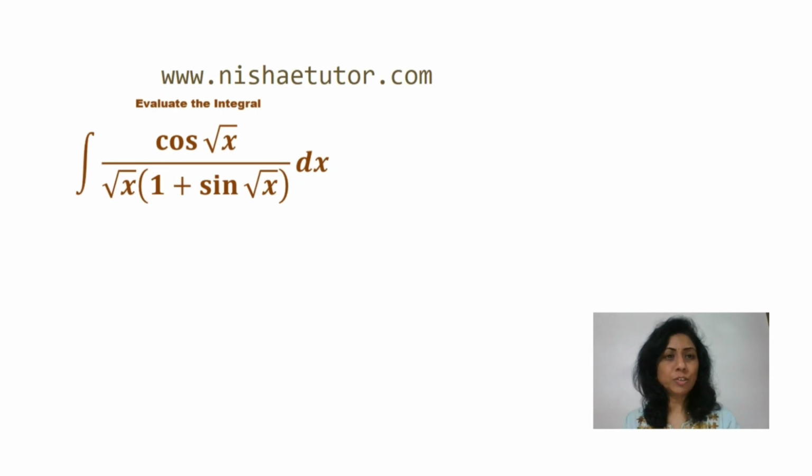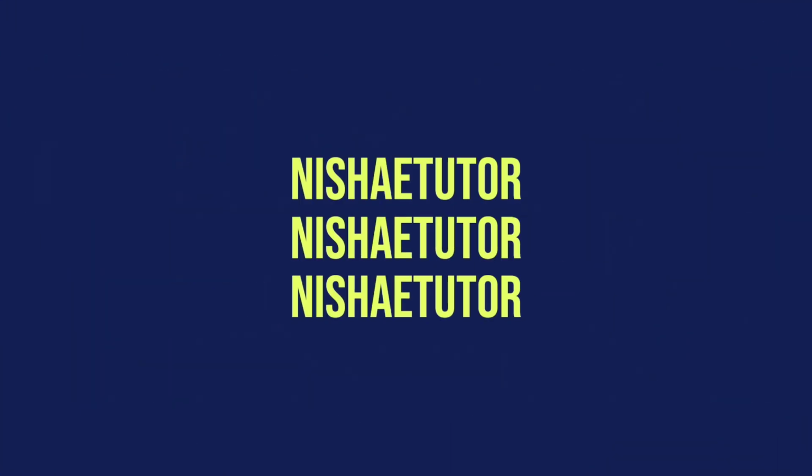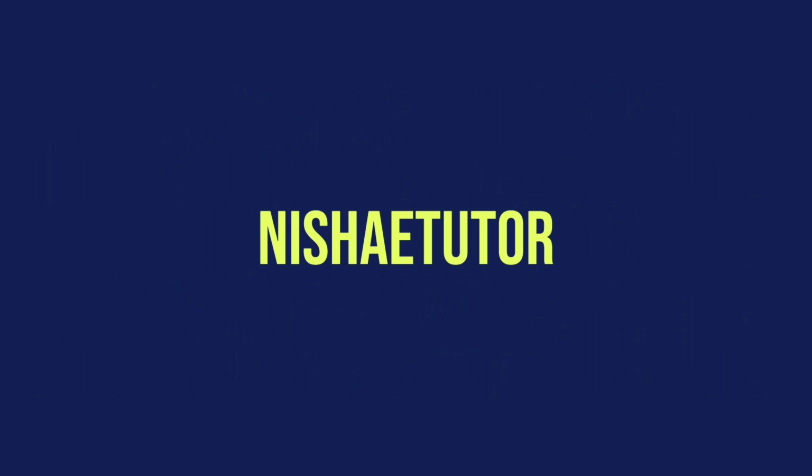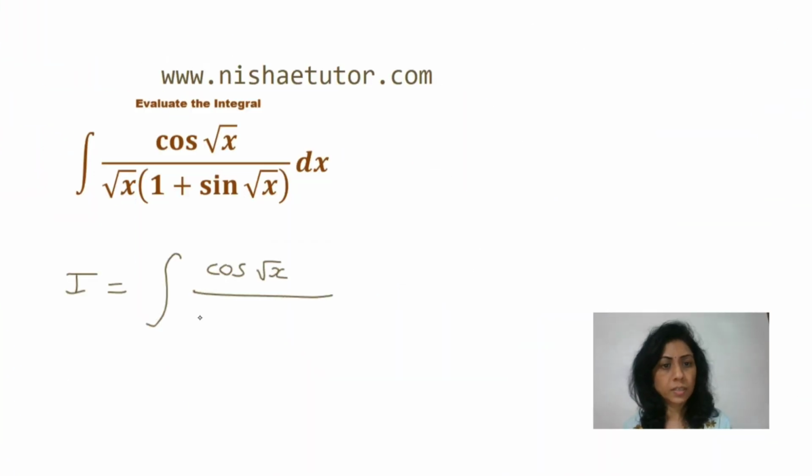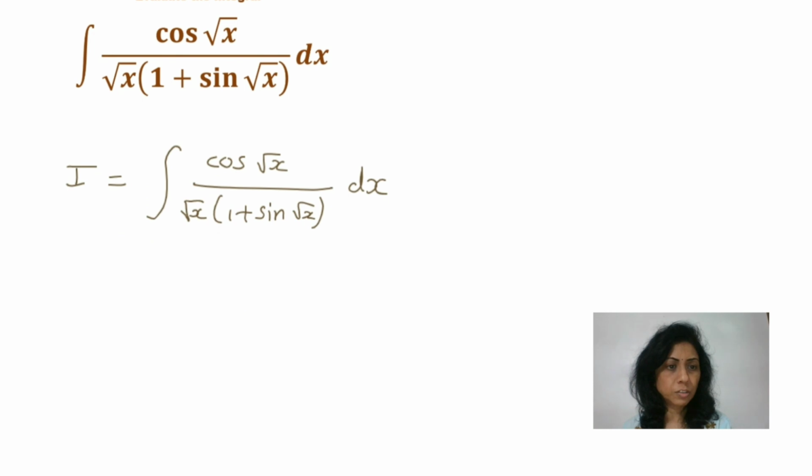Namaste. In this video, we are going to evaluate this integration: cos square root x divided by square root x, multiplied with 1 plus sine square root x, dx. So integration of cos square root x divided by square root x times 1 plus sine square root x dx. This question is solved by the substitution method.